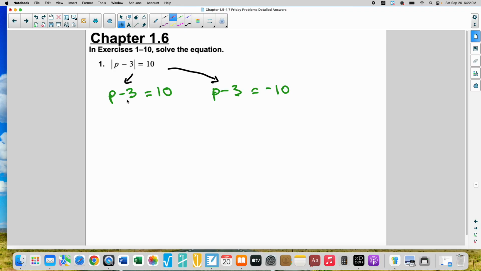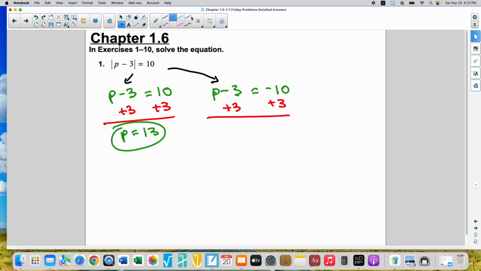Now we solve it. So we'll add 3 to both sides, and we get p equals 13. We'll add 3 to both sides, and you get p equals negative 7. Those are the two values that can go in here to make this equal to the absolute value of 10.